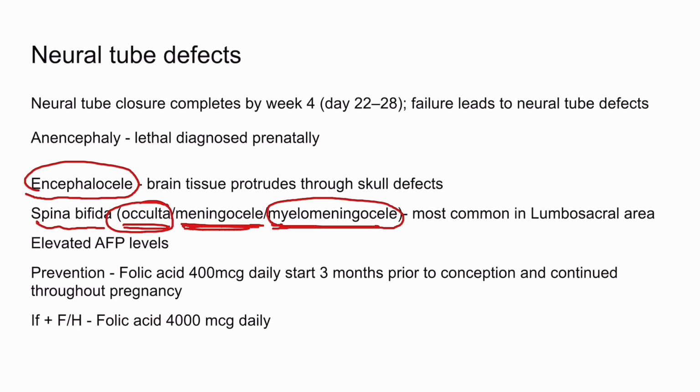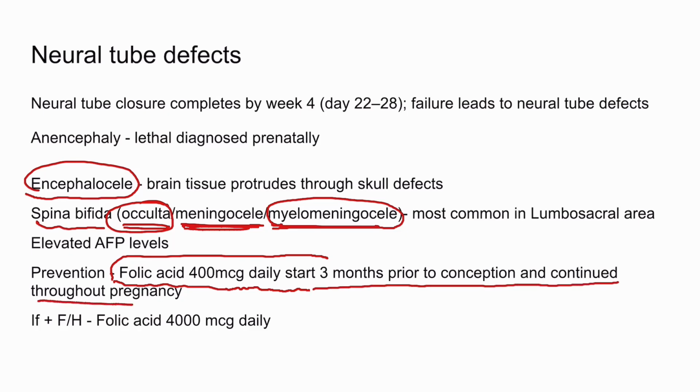So, prevention is highly effective for neural tube defects with folic acid supplementation during the periconceptional period, and it reduces the NTD risk by up to 70%. All females should take at least 400 microgram daily of folic acid, starting 3 months prior to conception and continued throughout pregnancy. If there is a positive family history of neural tube defects, then folic acid should be at higher doses, that is 4,000 microgram daily, and continued throughout pregnancy.